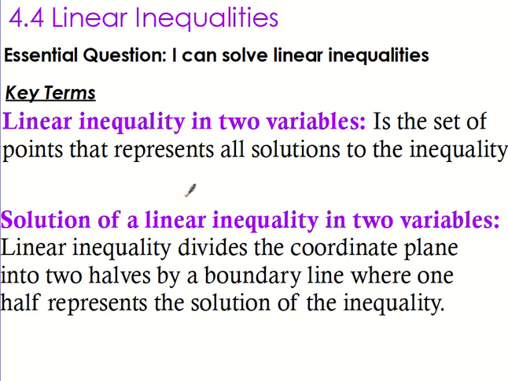Today we are doing 4.4 linear inequalities. They're still going to be straight lines, but we're going to have an added extra part because we're dealing with inequalities. A linear inequality in two variables, so that's our x and our y, is a set of points that represent all solutions to the inequality. A solution of a linear inequality in two variables, again x and y, divides the coordinate plane into two halves.